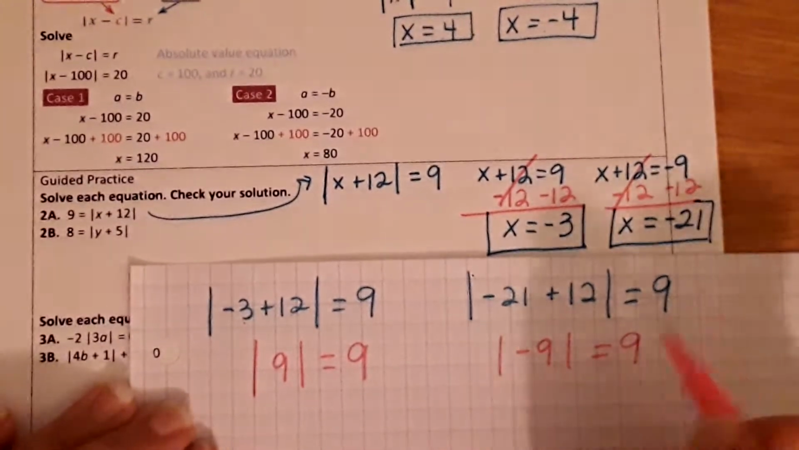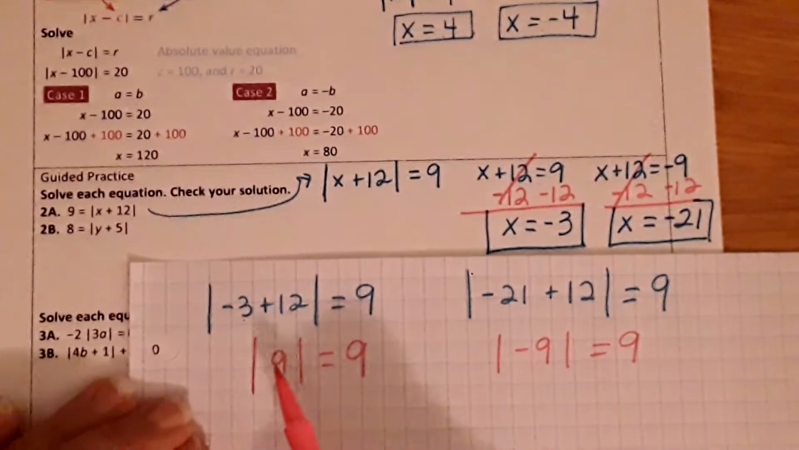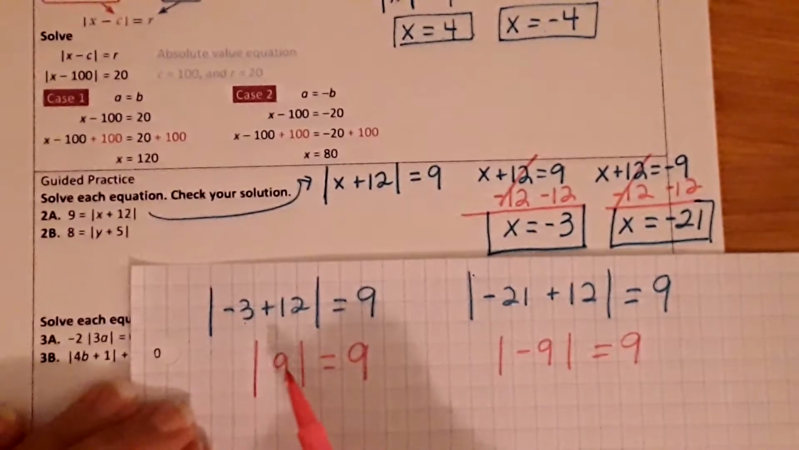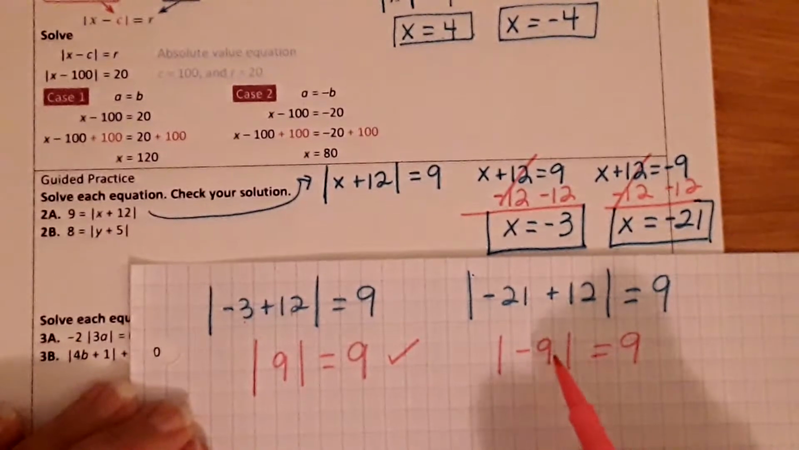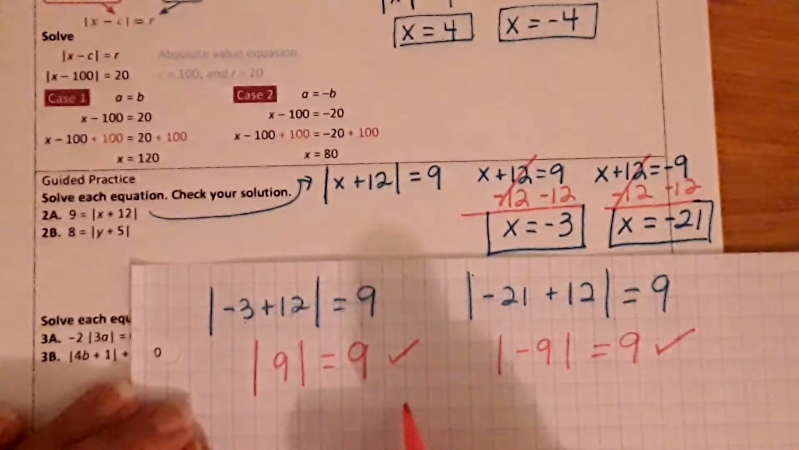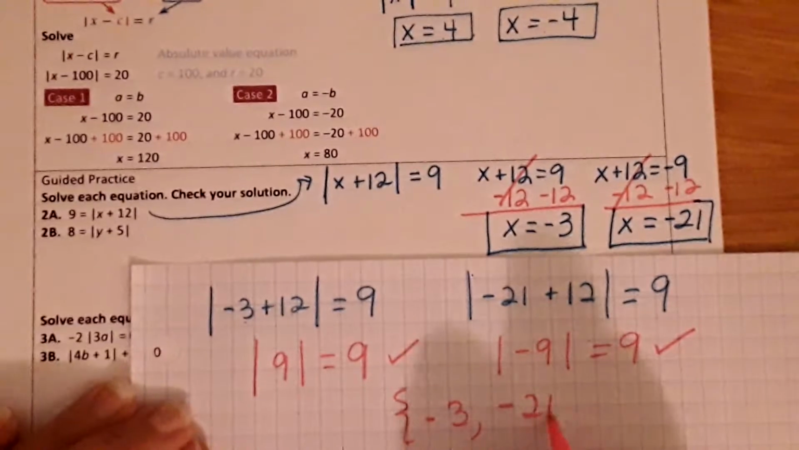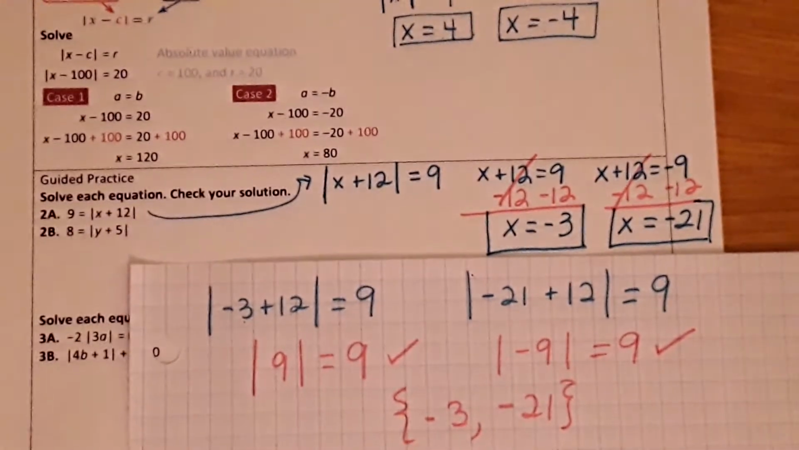So let's make sure this is true. Is the absolute value of 9 9? Is the distance of 9 away from 0 9? Yes. Is the absolute value of negative 9 9? Yes. So our final answers are negative 3 and negative 21. So that is our final answer for 2A.